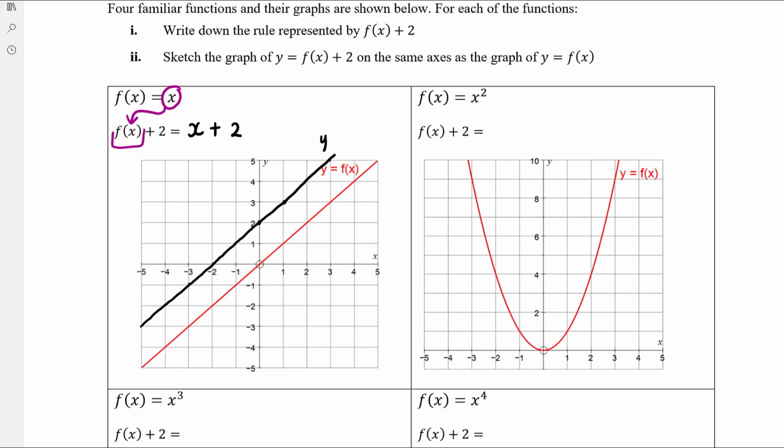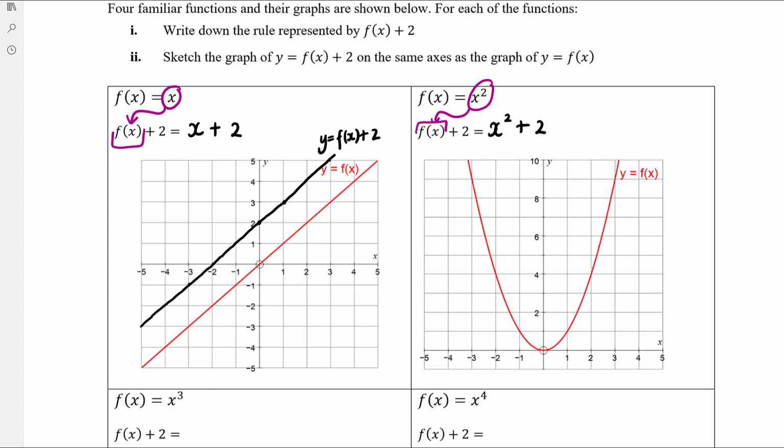And that is our graph. So that is the graph of y equals f of x plus 2. Okay, in the top right box, our original function here is f of x equals x squared. So the first thing we want to do is write down the rule represented by f of x plus 2. So once again, we know this time that f of x is x squared. So we replace f of x with x squared, and f of x plus 2 is therefore x squared plus 2. Okay, you're going to take your original function and add 2 onto it.